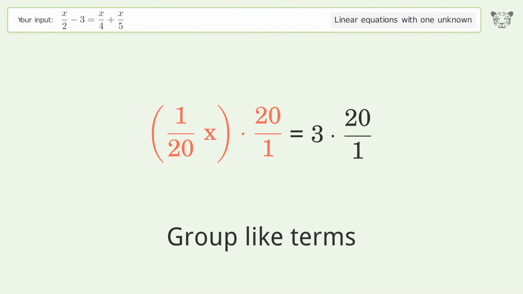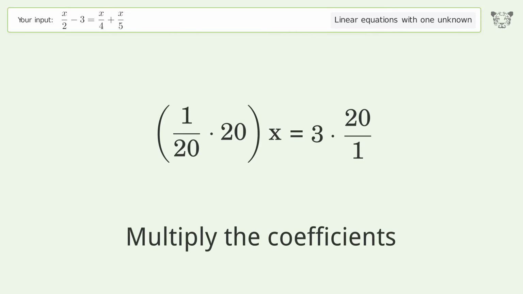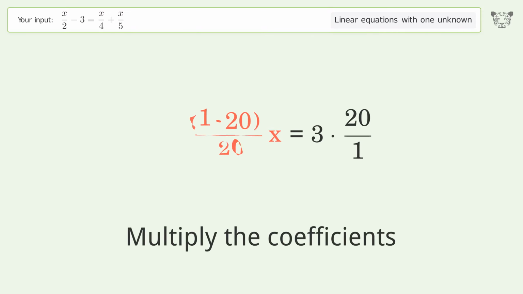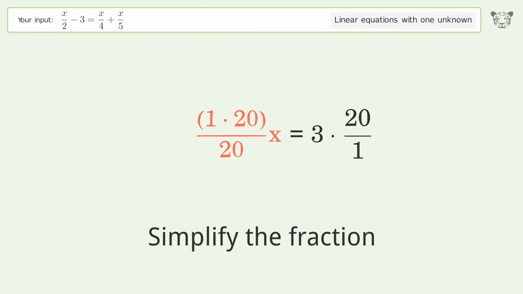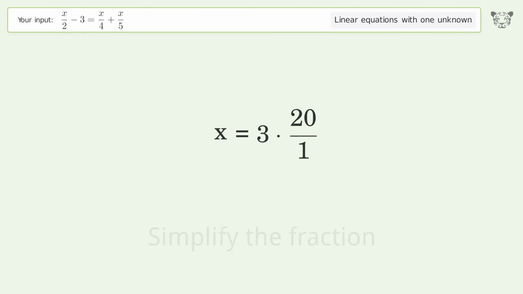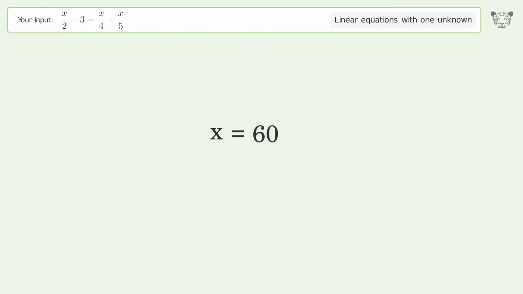Group like terms. Multiply the coefficients. Simplify the fraction. Simplify the arithmetic. And so the final result is x equals 60.